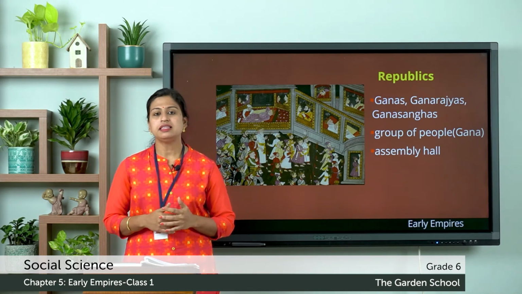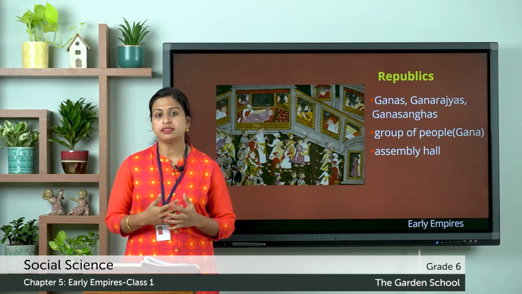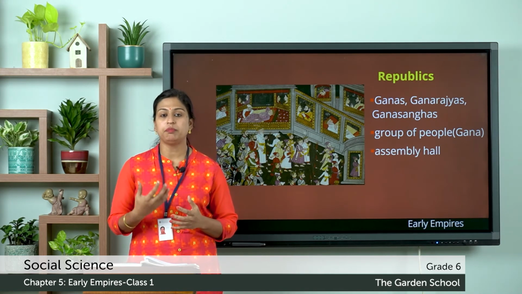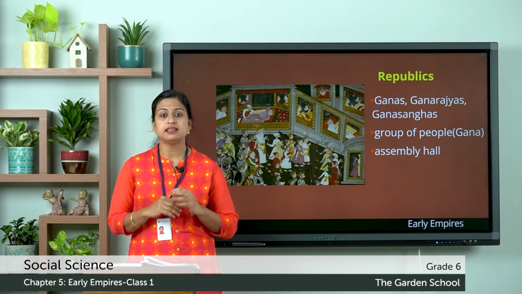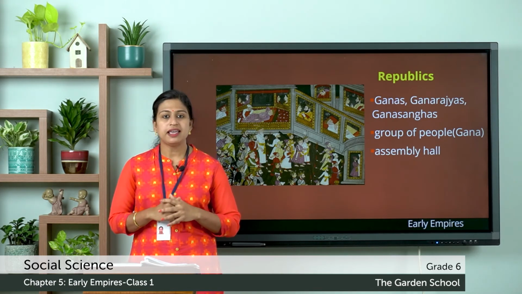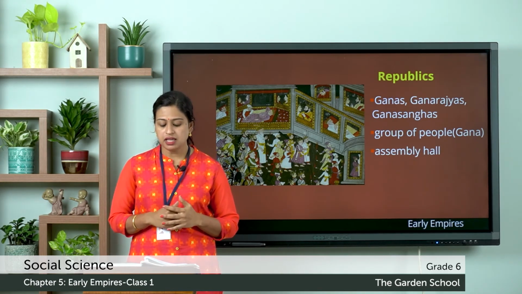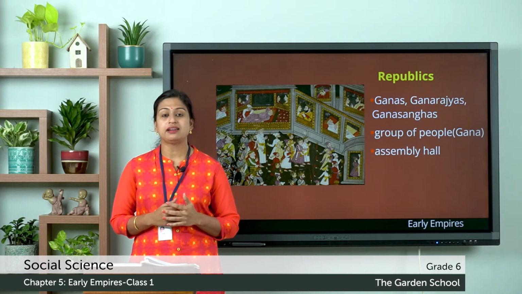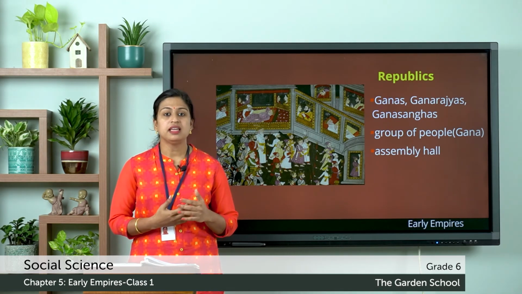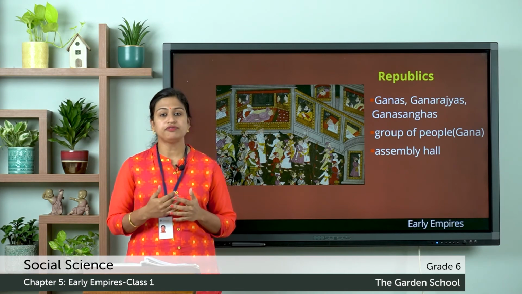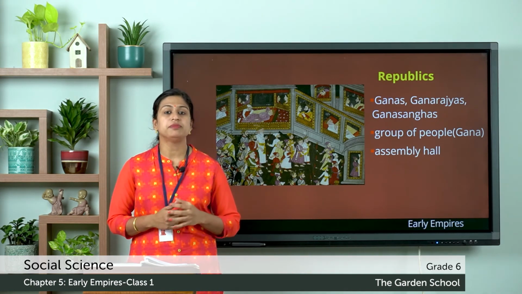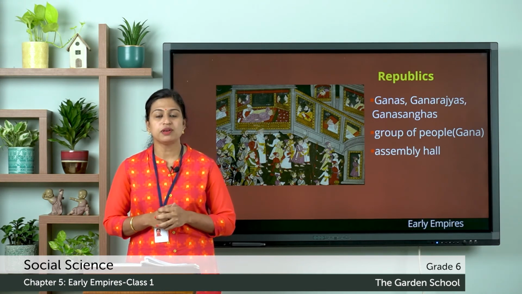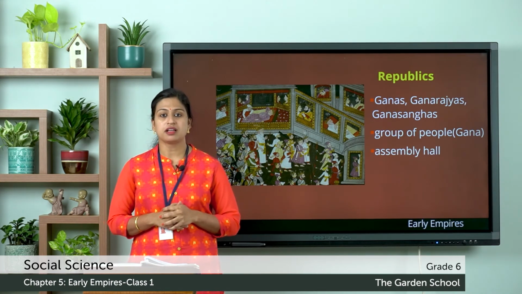And here in this republican state, the Kshatriyas were given the political power and they also owned most of the lands in this state. So like the Mahajanapadas, the Gana Sanghas also had large capitals, and these capitals were fortified with bricks and wood in order to protect themselves from the enemies. So this was about the republican government.